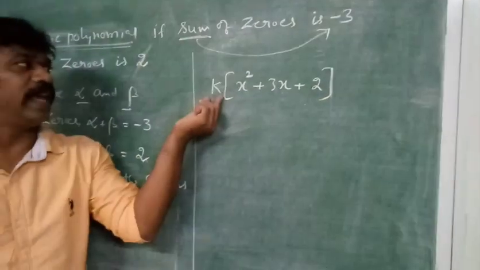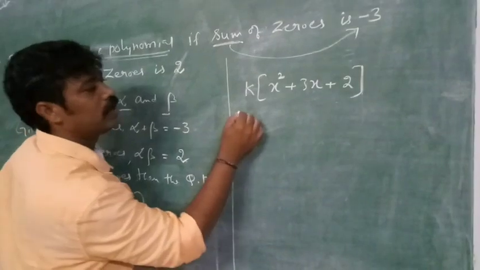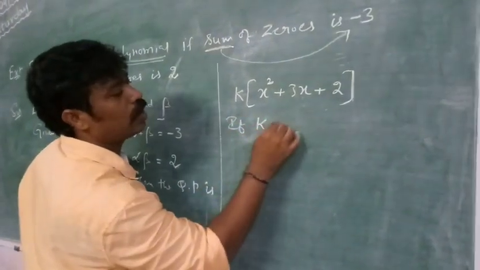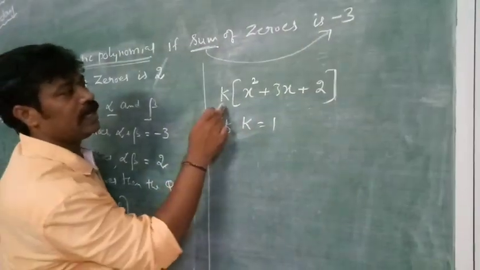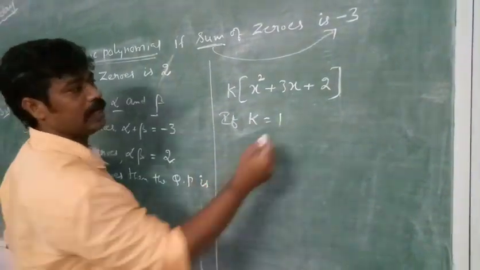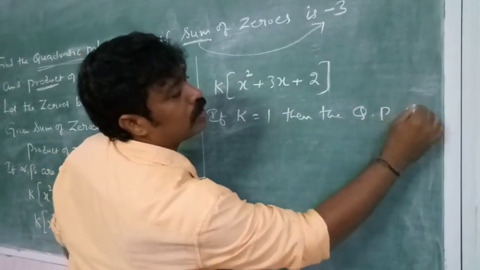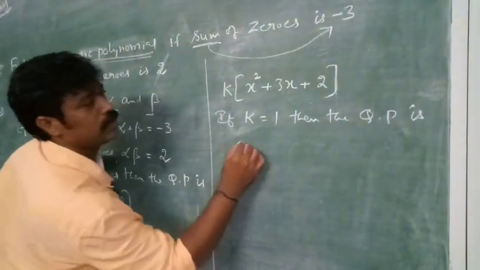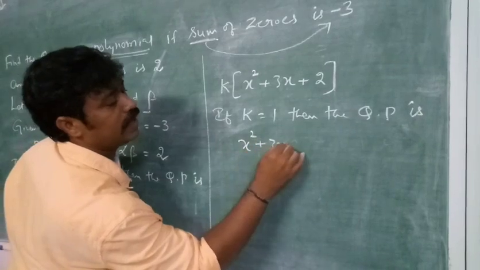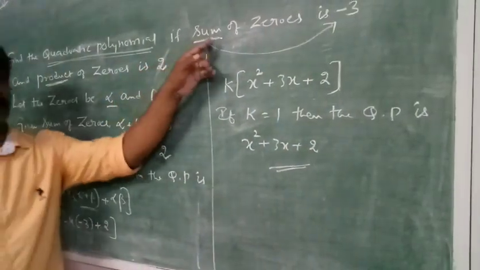Now in place of k we can give different values, but if I take 1, so if k is equal to 1, then 1 into this polynomial gives the same polynomial. Then the quadratic polynomial is x square plus 3x plus 2. So that is the quadratic polynomial if you know the sum and product.